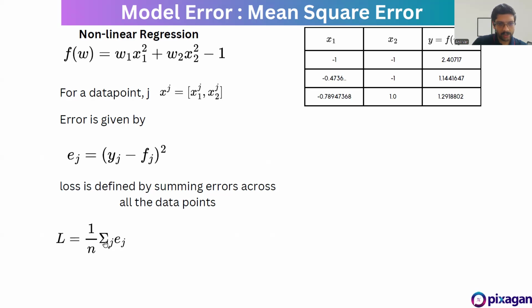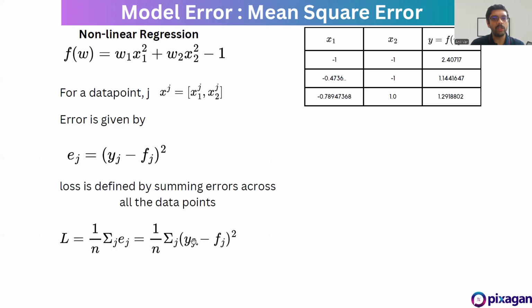So what this notation indicates is that you're just adding each of these ej's for all the j's. So for all the data points, you're just adding. That's what this indicates. And then I'm going to divide that by the number of data points. So n indicates the number of data points.